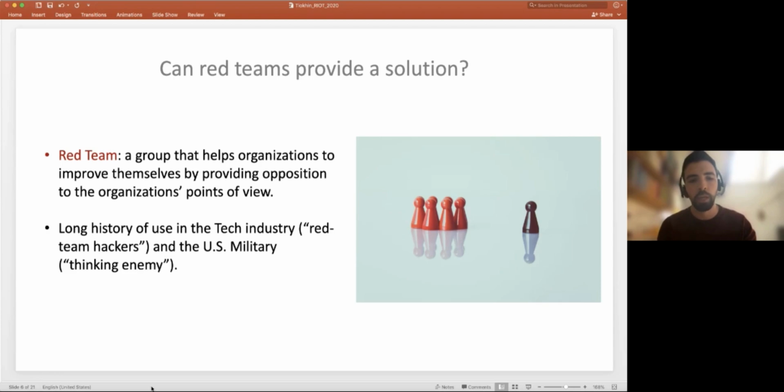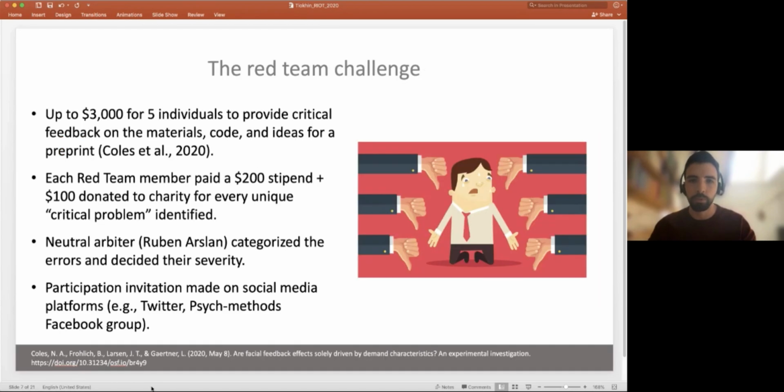And so we thought that maybe this type of approach, where you actively incentivize someone to provide an opposing point of view, or specifically to find errors in your papers, could potentially help to improve the quality of scientific work. And so we wanted to explore this as a possible solution. And what we did is we created this thing we called the Red Team Challenge.